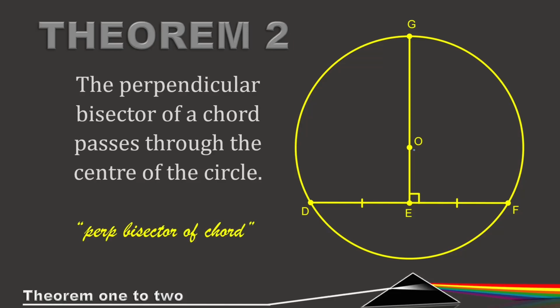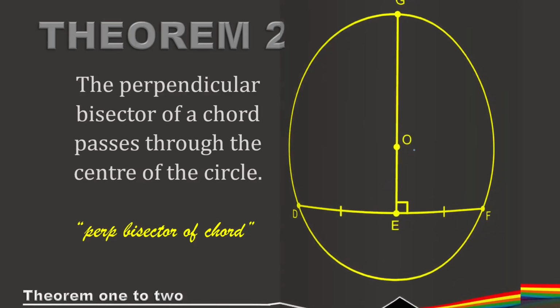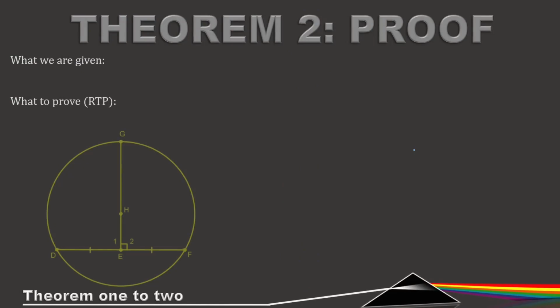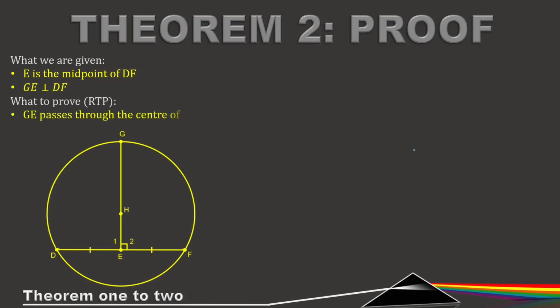Okay, now theorem 1 is more common. This one I haven't seen a lot in questions, but it is there. It's just not that common. Now let's look at the proof. So this is our sketch. Then what are we given? The two things we were given was that E is the midpoint of DF, and also that GE is perpendicular to DF. Okay, now what do we need to prove? We need to prove that GE passes through the center of the circle.